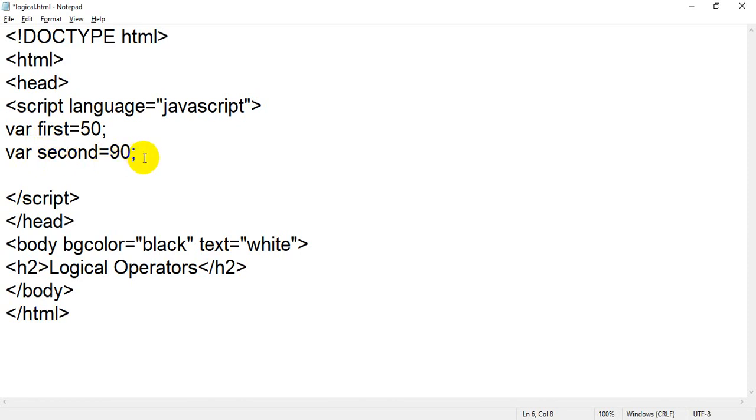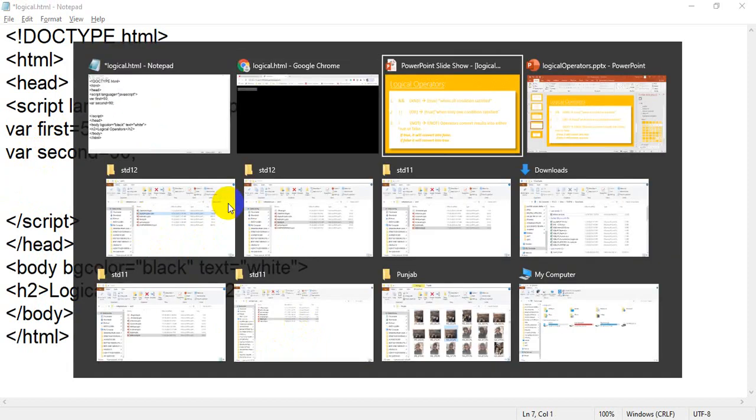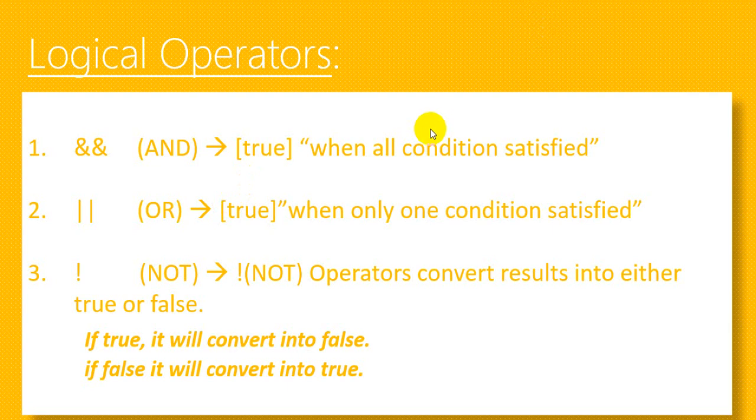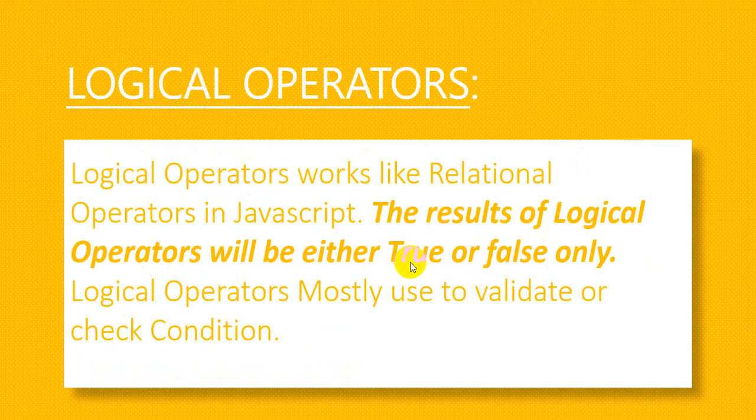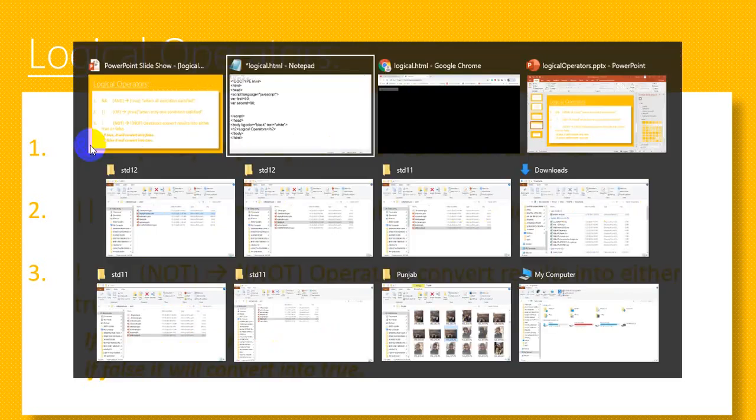Okay, now I want to perform some operations, that is, a logical operation, and I will show you the result. As I told you, you can check in your PPT that the result of a logical operator will always be true or false. The logical operators are and, or, and not. So first I will use the and operator, then I will use or, then I will use not. This is the symbol for and, which is called an ampersand.